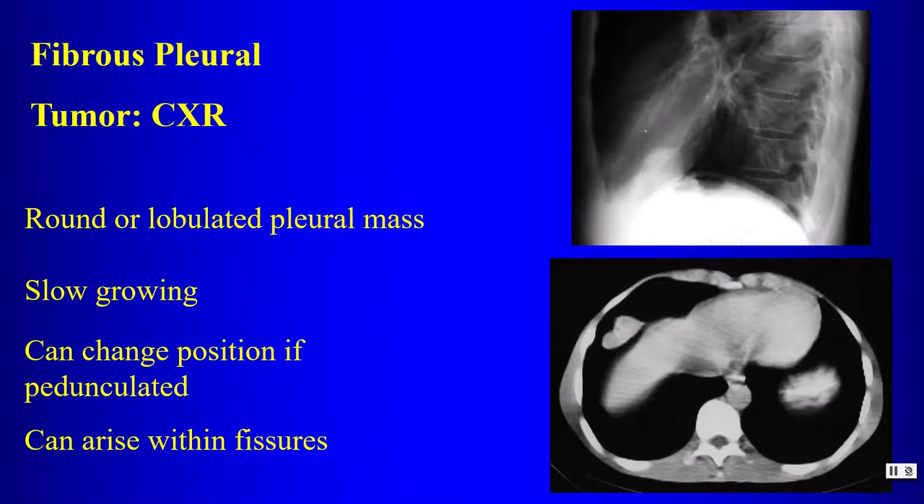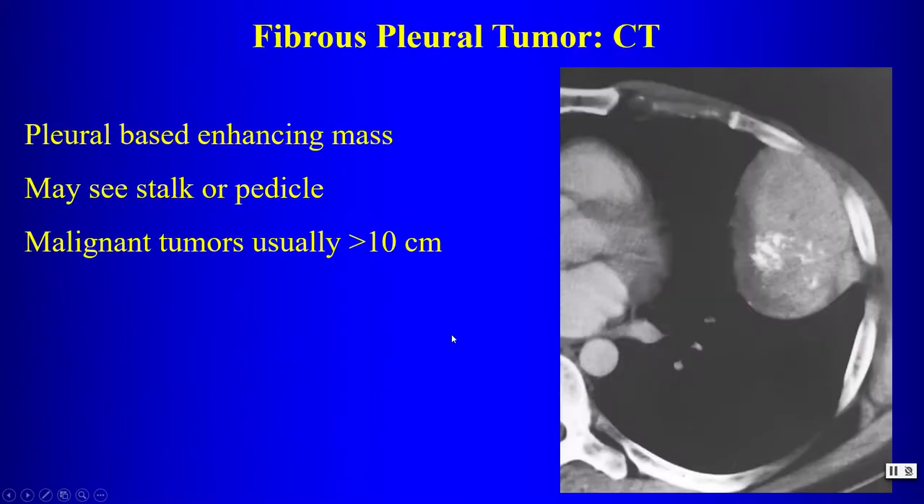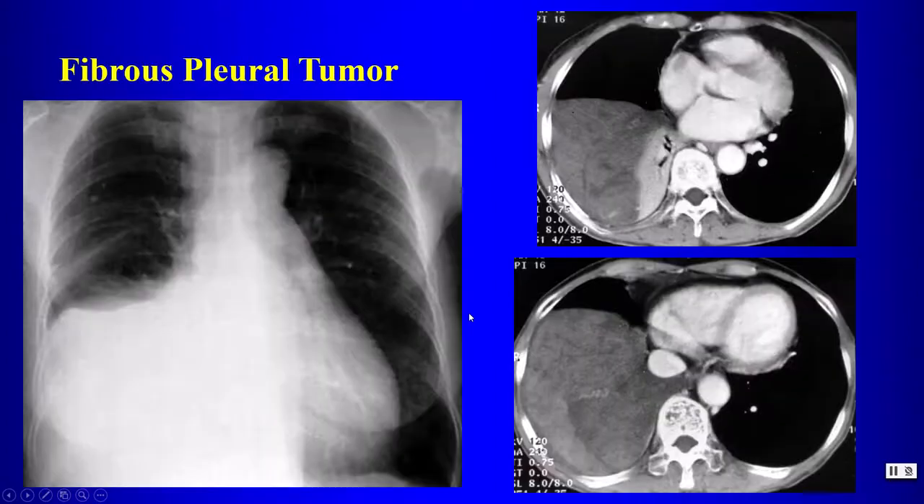So these tumors can give you a round or lobulated pleural mass appearance on the chest radiograph, slow growing, can change positions if pedunculated, and can also arise within the fissures, as in this example that we have seen. Sometimes they can be calcified. The larger the tumor, the more you would be concerned about malignancy. Here's a case where the tumor is actually growing right on top of the diaphragm. This was a large fibrous pleural tumor. Looks like an elevated diaphragm on the chest radiograph there. But here the tumor, clearly you can delineate that from the atelectatic lung.